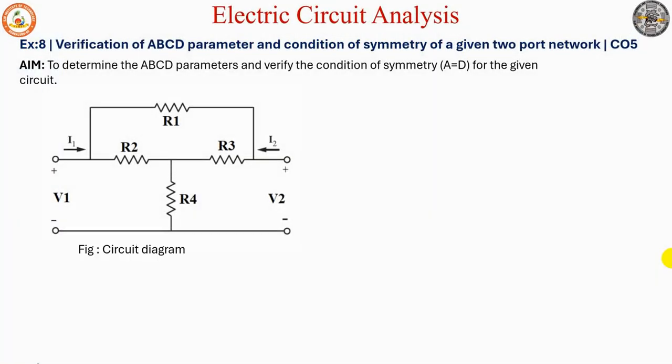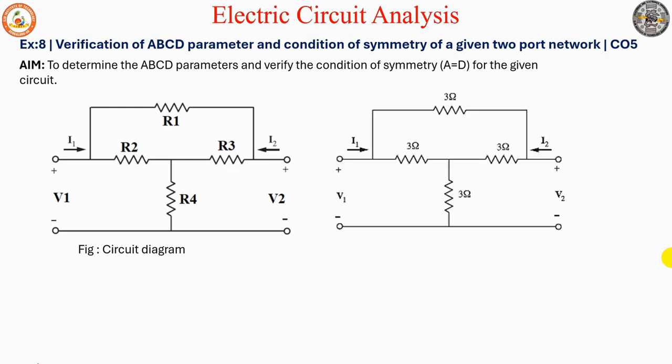This is the circuit given, where we have to find the ABCD parameters for the given network and show that the values of A and D are the same, thus the condition of symmetry is satisfied. Here we have assumed all the resistance values are 3 ohms. Let's see how we solve.